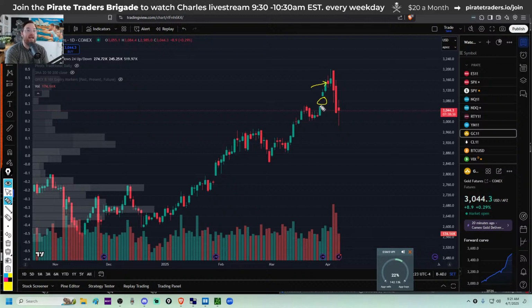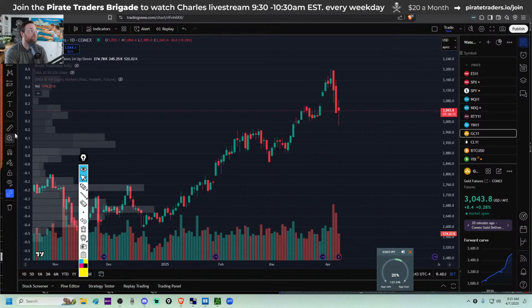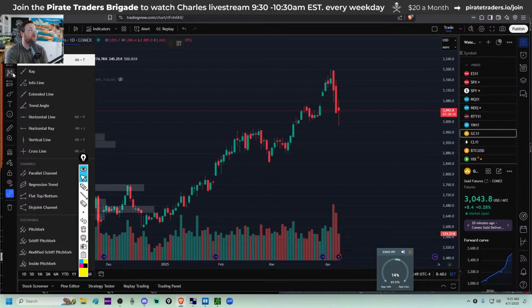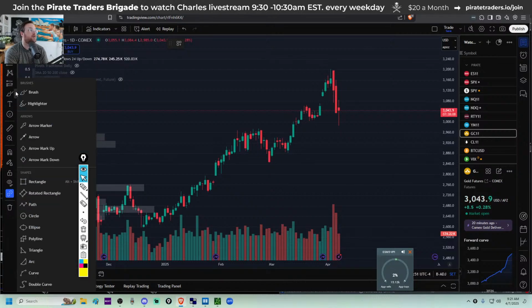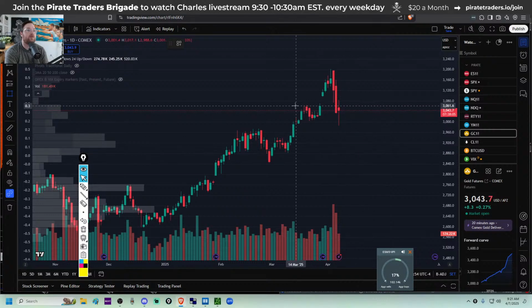Well, now it not only came back to fill the gap, it rotated back down to the opposite end of the balance area. So my guess on gold right now is that it is back in this previous balance area and that it will likely balance inside of there. So that's going to look like, let me actually draw it on TradingView. There we go. So that's your balance area on gold right now.